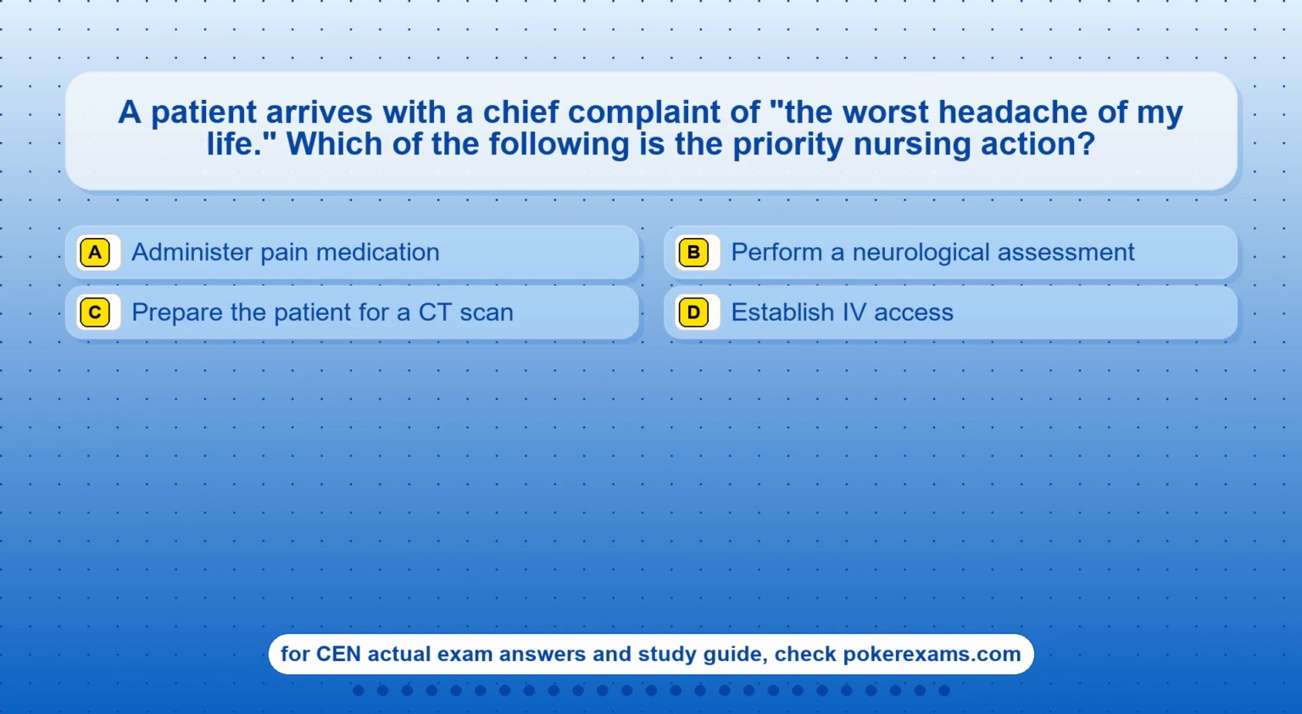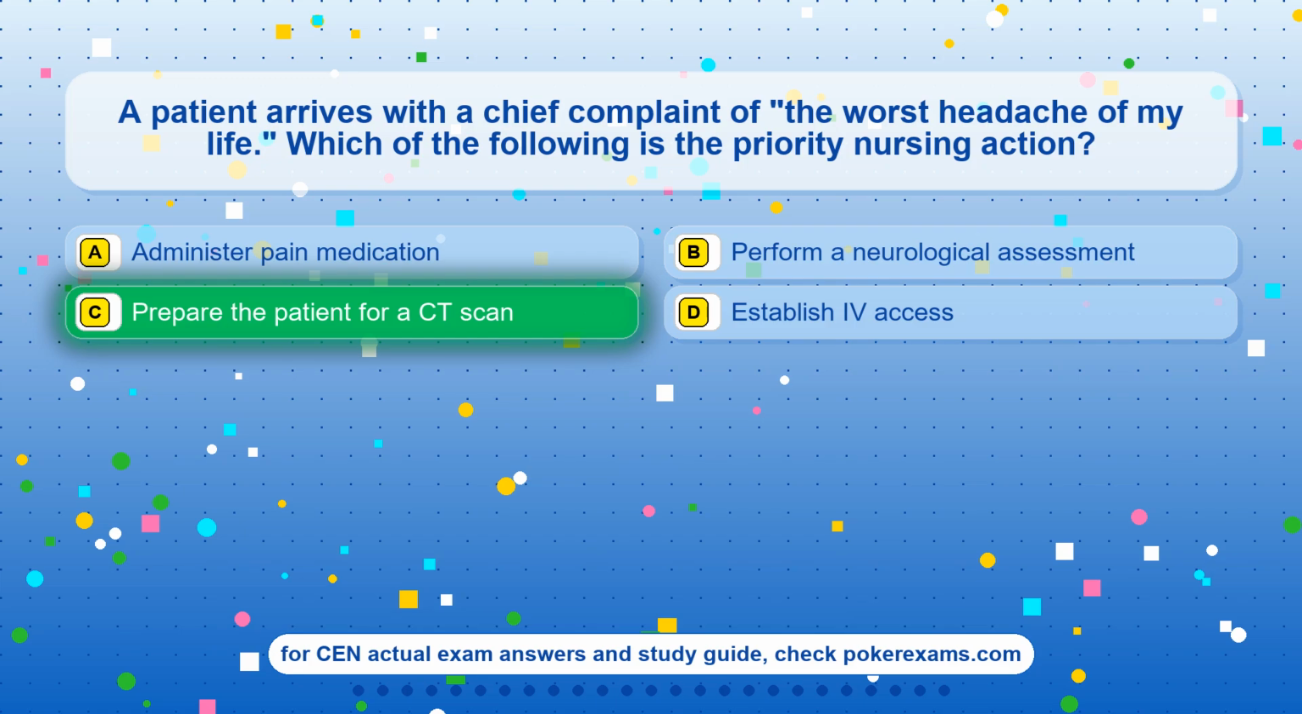Question 10. A patient arrives with a chief complaint of the worst headache of my life. Which of the following is the priority nursing action? Option A, administer pain medication. Option B, perform a neurological assessment. Option C, prepare the patient for a CT scan. Option D, establish IV access.